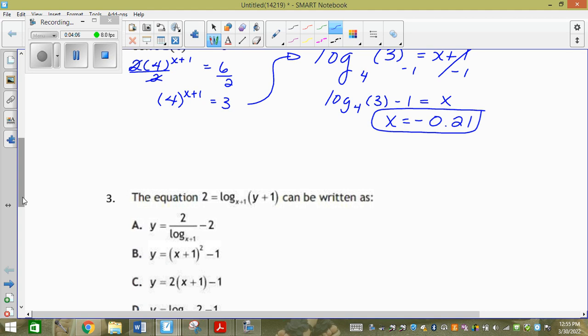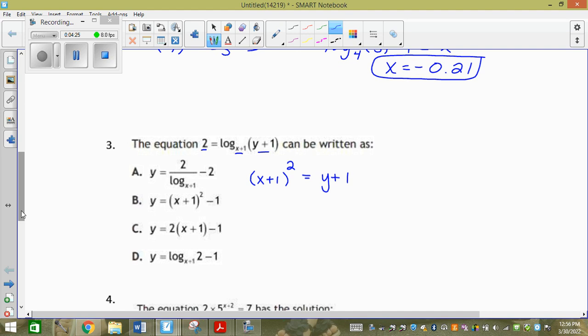Okay. So I'm going to have 3 pieces. 1, 2, 3. I have 3 pieces. So that means I can convert to exponential. The base of my log becomes the base of my exponent. So I get x plus 1 to the 2 equals y plus 1. And then they're in y form, right? So I'm just going to subtract 1 from it. And I get y equals x plus 1 squared minus 1. B.